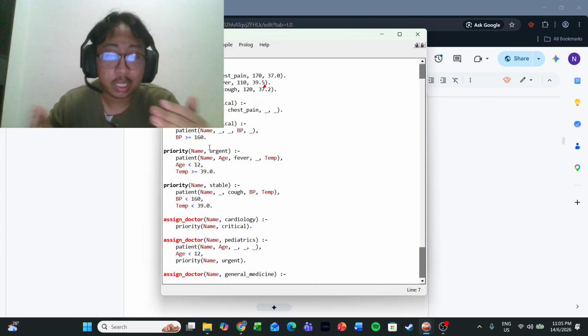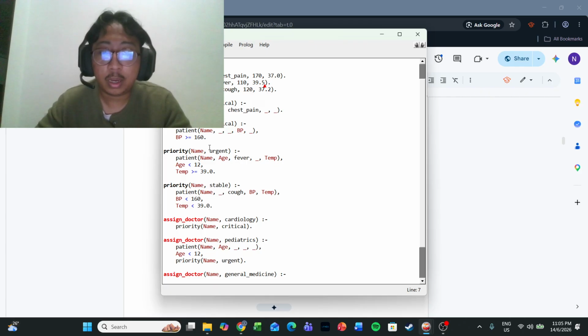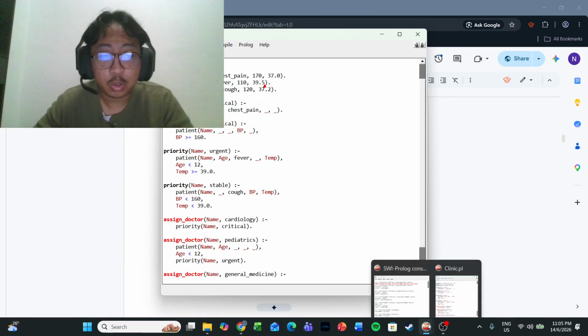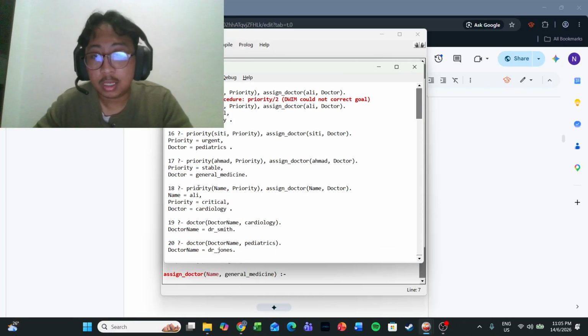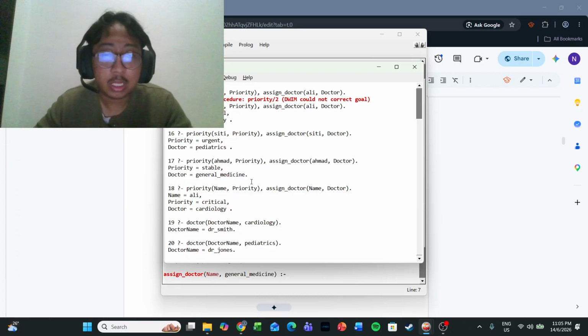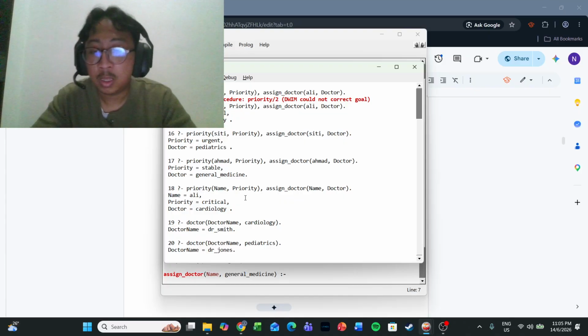So Ahmad automatically does not fit within the critical or the urgent criteria. Therefore, automatically, Ahmad will be put under the stable urgency, so the priority is the least prioritized. That's why if I put it into the query, it will show Ahmad's priority as stable. Since his priority is stable, it will assign a doctor that specializes in general medicine. So that's the third test case scenario.